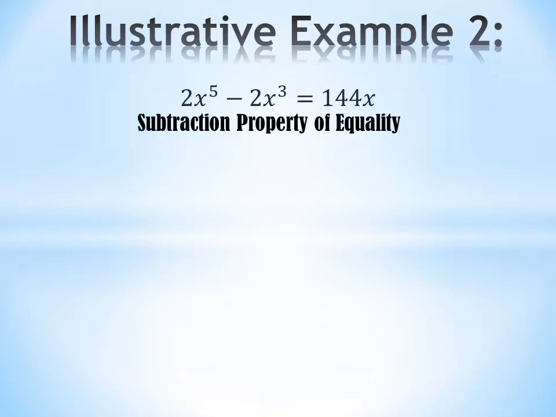For our illustrative example number 2, we have the polynomial equation 2x to the power of 5 minus 2x to the power of 3 equals 144x. From our first glance, we notice that our polynomial equation is not in its standard form. Therefore, we will transform the polynomial equation into its standard form using the subtraction property of equality.